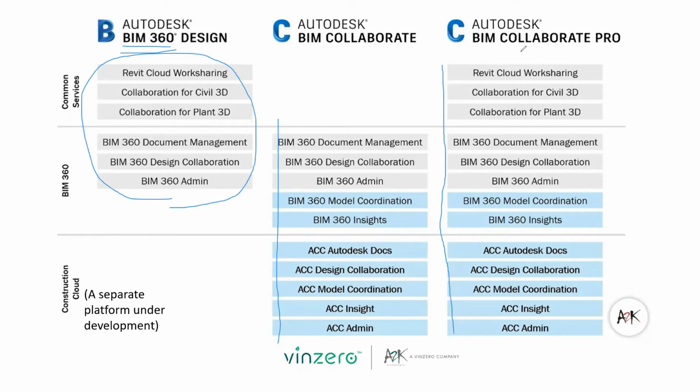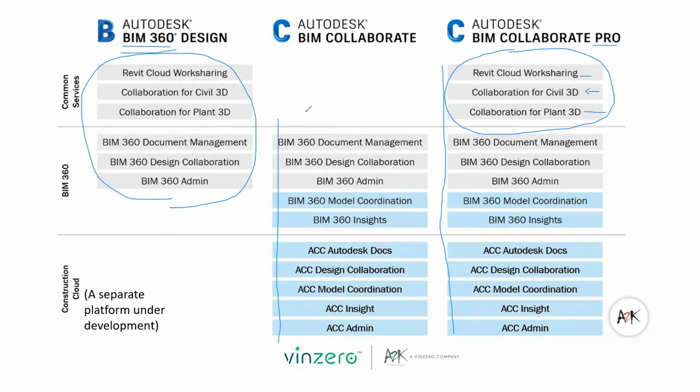Now the Collaborate Pro has these extra parts up the top, which are the part where Civil 3D in particular, which we're talking about, can work on the cloud platform. So things like data shortcuts and XREFs and those sorts of things are all functioning correctly and properly when all those files are stored up on the cloud. Also the same things for Plant 3D and Revit. They are all in the Pro part of BIM Collaborate.